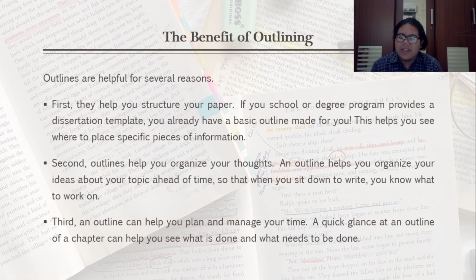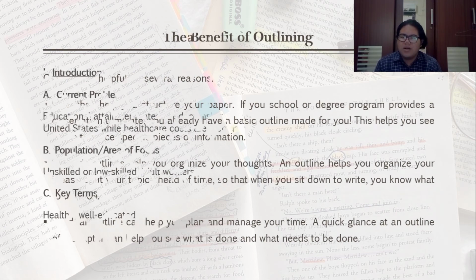What are the benefits of outlining? Outlines are helpful for several reasons. First, they help you structure your paper. If your school or degree program provides a dissertation template, you already have a basic outline made for you. This helps you see where to place specific pieces of information. Second, outlines help you organize your thoughts. An outline helps you organize your ideas about your topic ahead of time, so that when you sit down to write, you know what to work on. Third, an outline can help you plan and manage your time. A quick glance at an outline of a chapter can help you see what is done and what needs to be done.